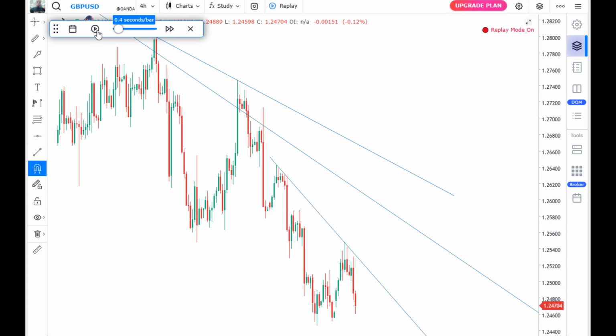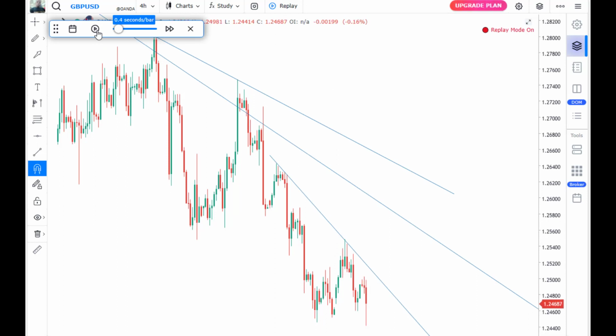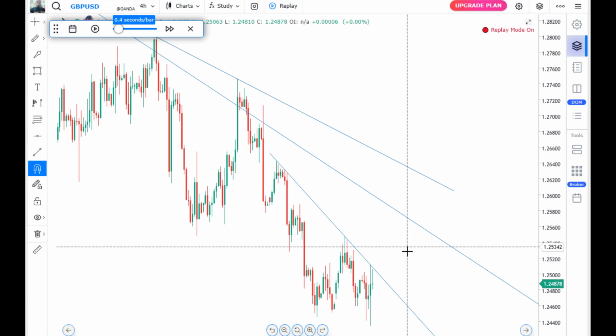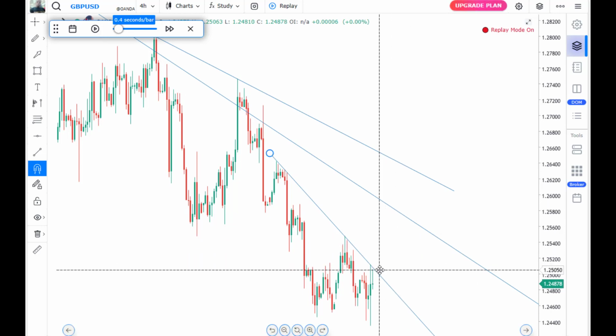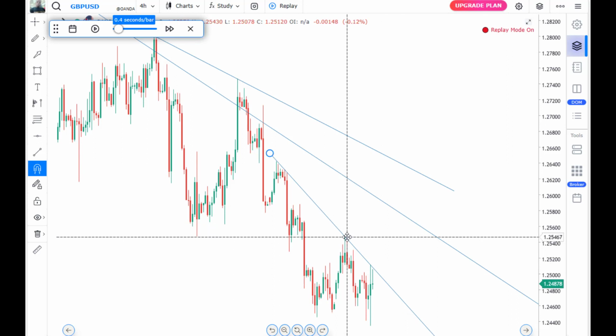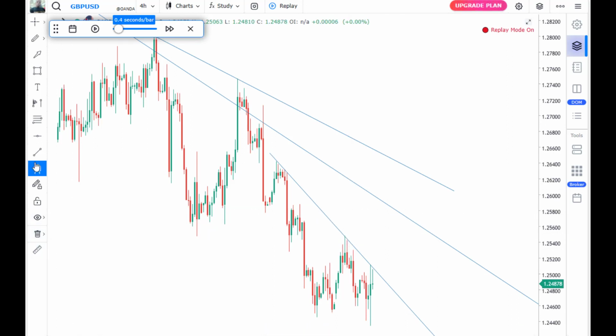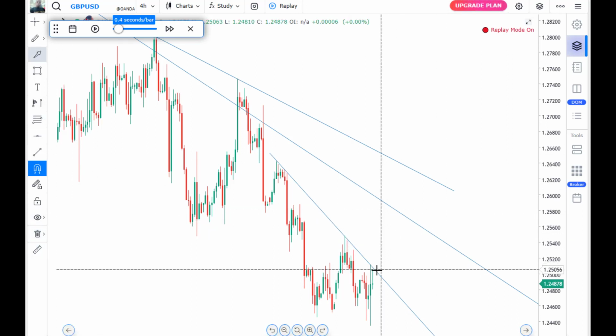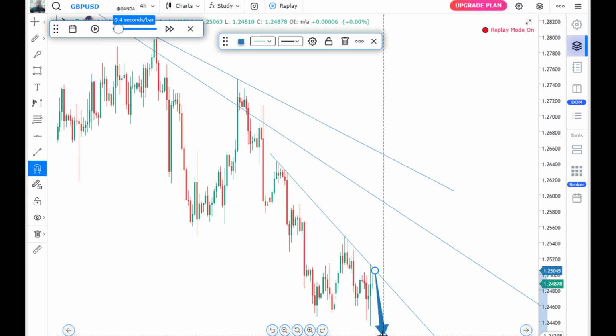Now you wait for price to come back and hit the third time, because price has rejected the second time. Now you see here price has already hit the third time. You see that this was the first and the second. All you have to do is just execute your trade without any hesitation. Guys, you just take your sell trade without any hesitation, and then you wait for price to play out.